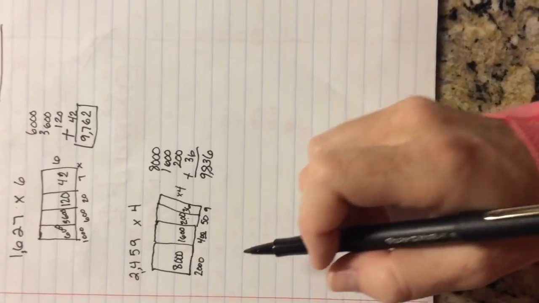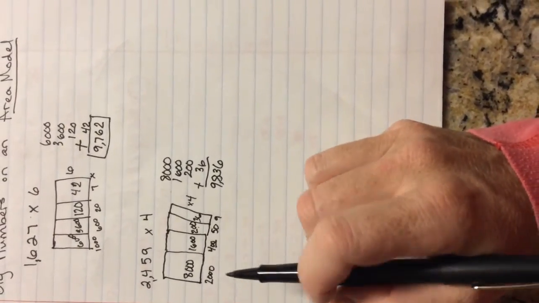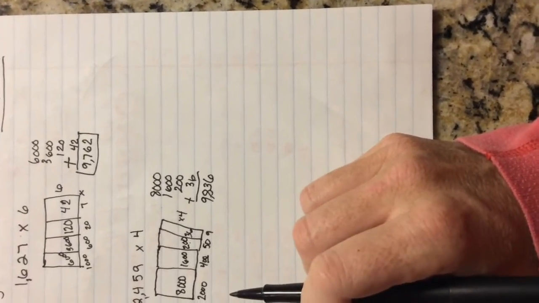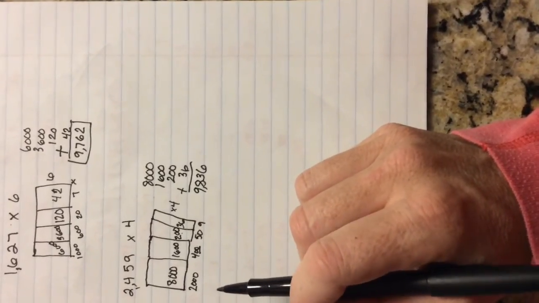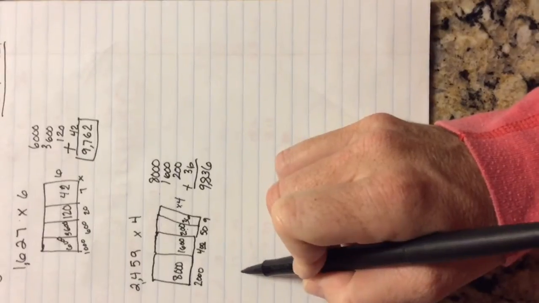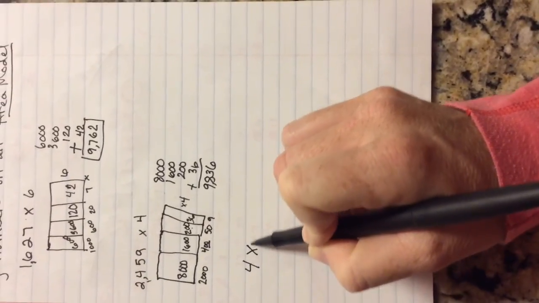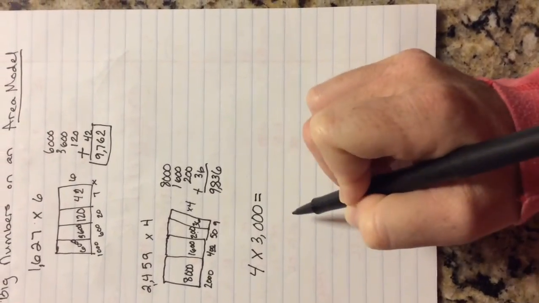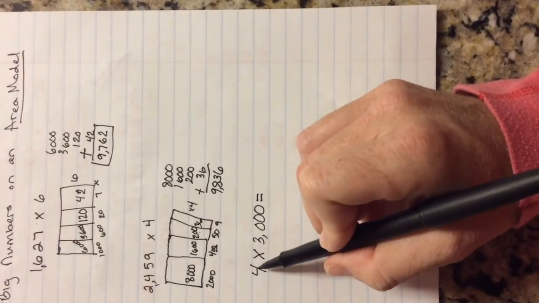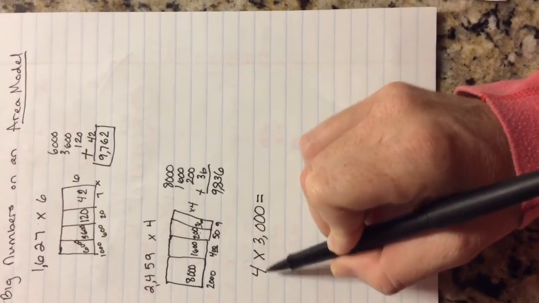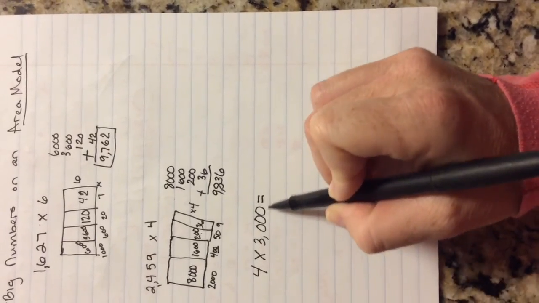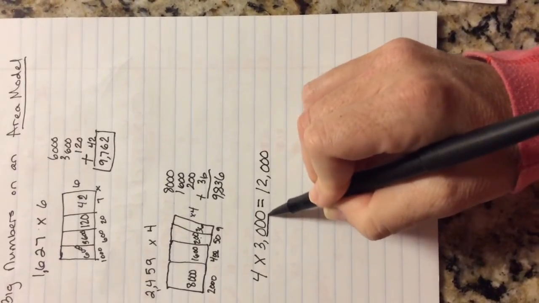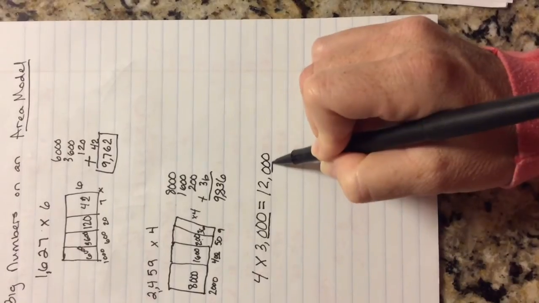You might also be asked to write an equation to match, say for example, they give you a sentence that says, write an equation for 4 groups of 3,000. Okay, so that's 4 times 3,000. Since it's an equation, it has to have an equal sign. And we know from our place value lesson that 4 times 3 is 12, and 4 times 3,000 is 12,000. Same amount of zeros on this side of the equal sign as on this side of the equal sign.